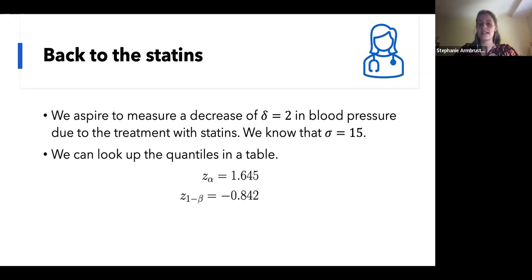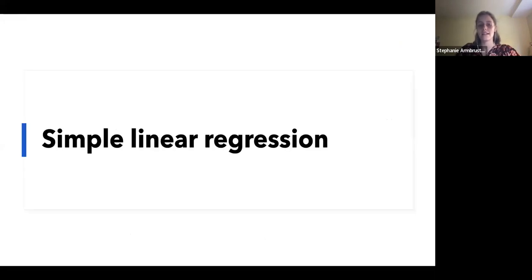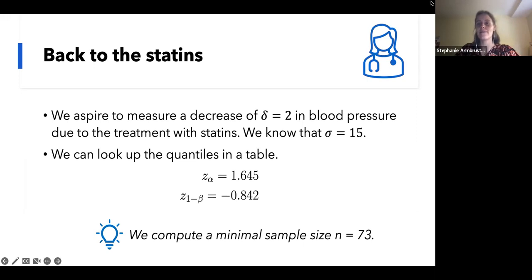The quantiles we can look up in tables or we can Google for them. It's very, very easy. They're just the standard normal quantiles for alpha 0.05 and a beta of 0.2. And then we compute that our minimal sample size to detect such a delta equals 2 is 73. So we would need 73 participants to measure the effect of statins. And yeah, so far so good. That's all I had for power and t-statistics.